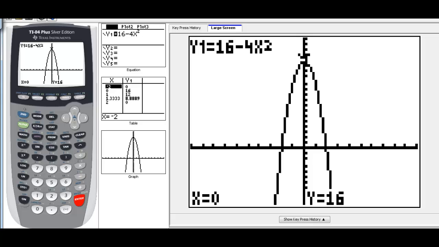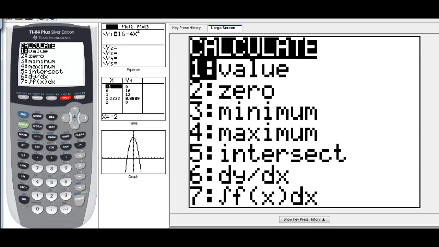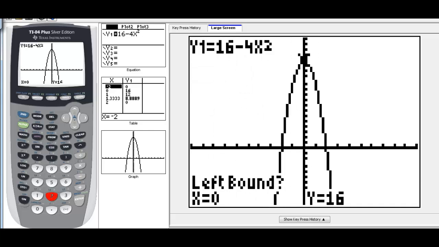All right, so now if we hit second function and trace, let me try that again, hit second function and trace, and again we hit second function so we can get to the calculate part, and we want to calculate now the 0, so I'm going to select number 2. Now when we say we're going to calculate the 0, that means we're finding out what makes the equation 0. So in other words, we're plugging 0 in for y. Now the way the calculator does this is it wants to find out where does this graph cross the x-axis, which would be our x-intercept.